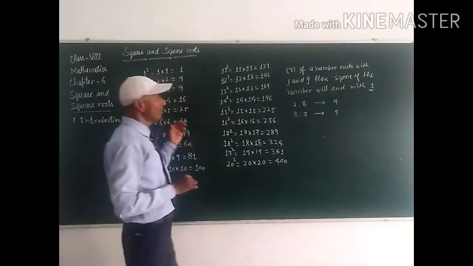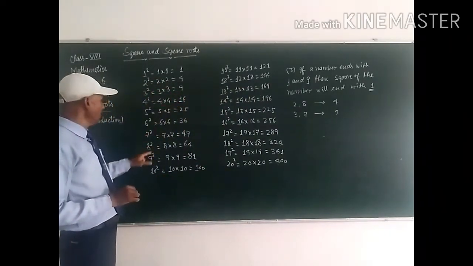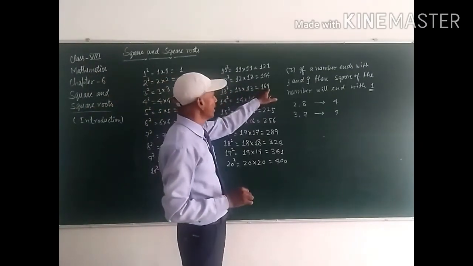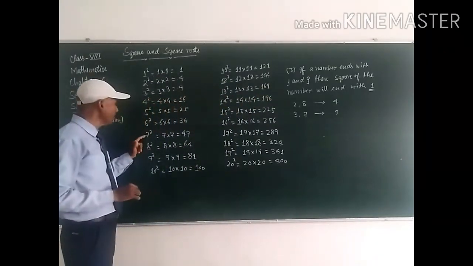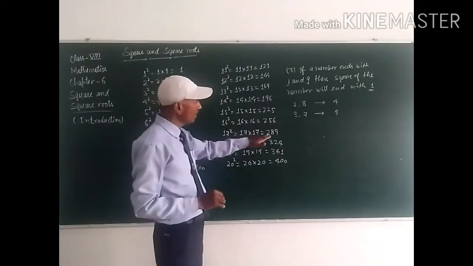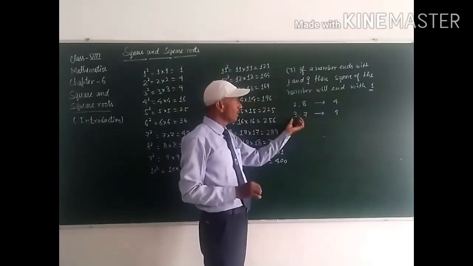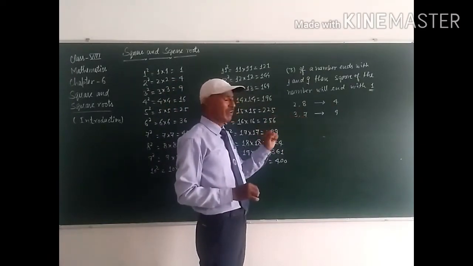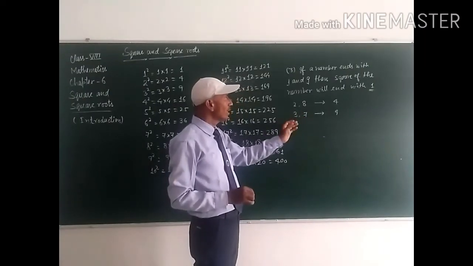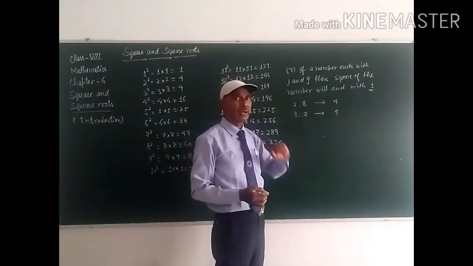Clear? In this table, find this, student. Square of 3 ends with 9. Square of 13, again the unit digit is 9. Clear, student? Square of 7, the unit digit is 9. Square of 17, student, the unit digit is 9. So, if any number ends with 3 or 7, it means the unit digit of the number is 3 and 7, then the unit digit in the square of these numbers will be 9.